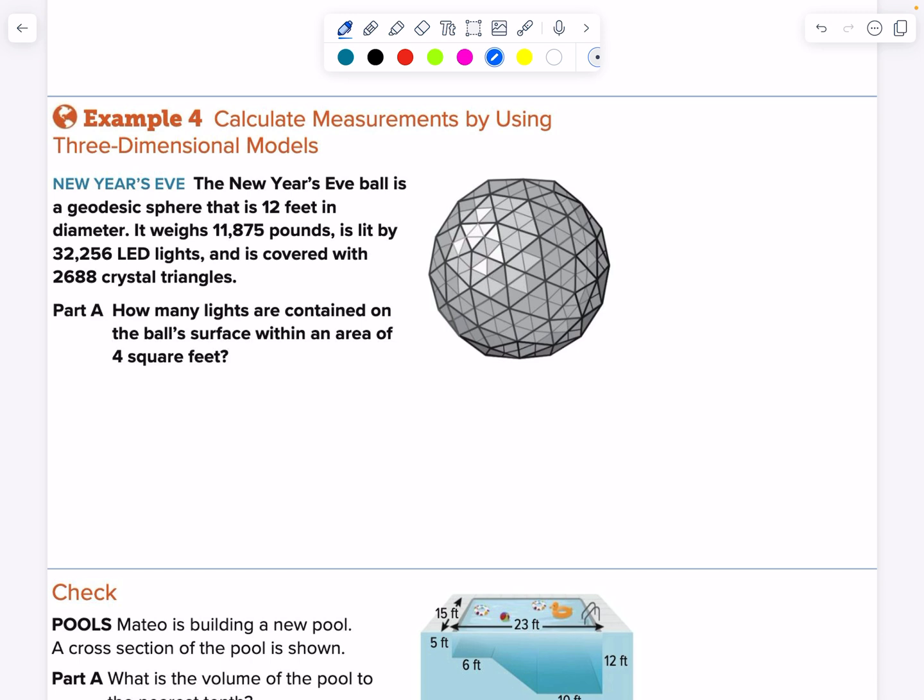If you see one like this on a test, it would not be something that I would ask you to do. For the sake of time on this video, what I want you to understand, I have it worked out in your practice set, but you're going to find the area of the whole thing, and then you're going to divide it down into just one. It says how many lights are contained on the ball's surface within an area of 4 square feet. So I think you're focusing in on just one of these triangles for the LED lights because it says all of the LED lights are here. So understand it's a very involved question. I don't want to take up way more time than we need to in this video.